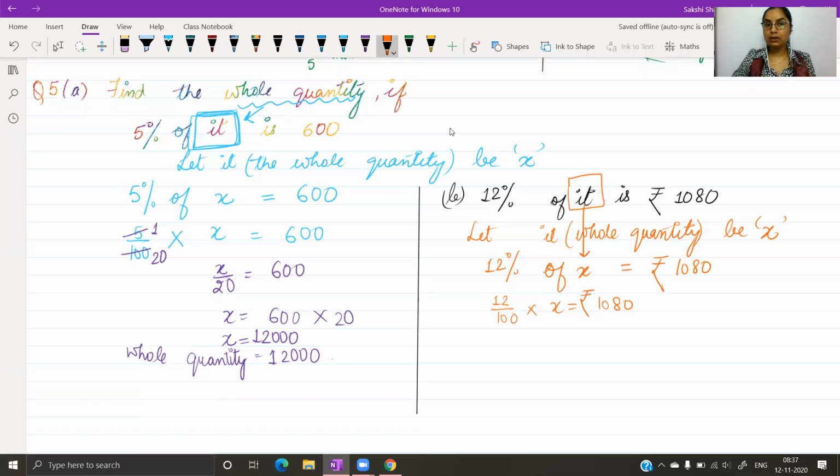Please compare first part with second part. In first part, there were no units. In this part, we have rupees with us. So the answer will also be in rupees. You can do it in steps. Like first you can take this 25 to right hand side, then you can take 3 to the right hand side, or you can take them together and simplify your answer.